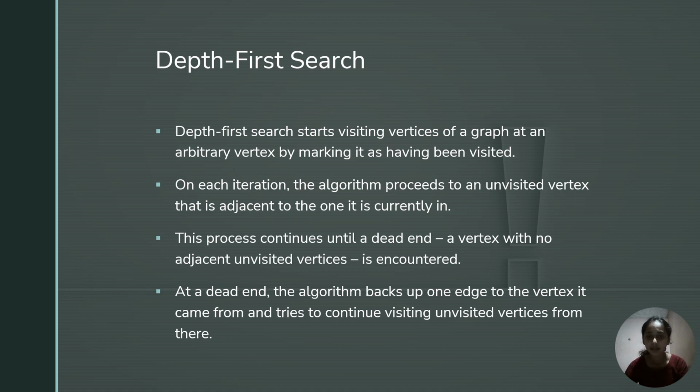Depth first search starts visiting vertices of a graph at an arbitrary vertex by marking it as having been visited. On each iteration, the algorithm proceeds to an unvisited vertex that is adjacent to the one it is currently in. This process continues until a dead end, a vertex with no adjacent unvisited vertex, is encountered. At the dead end, the algorithm backs up one edge to the vertex it came from and tries to continue visiting unvisited vertices from there.